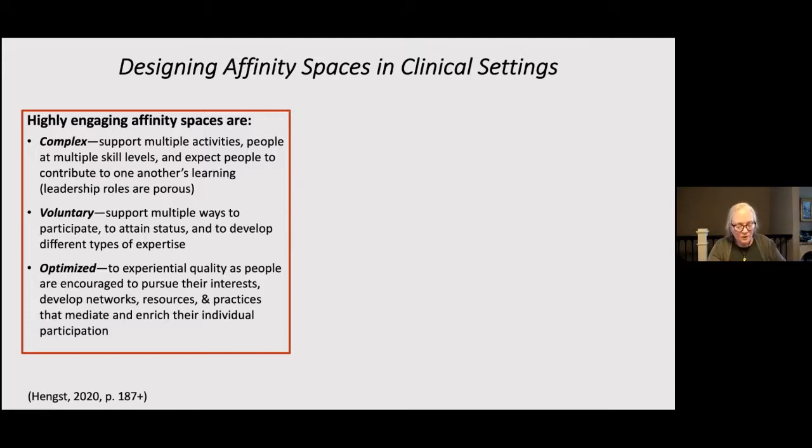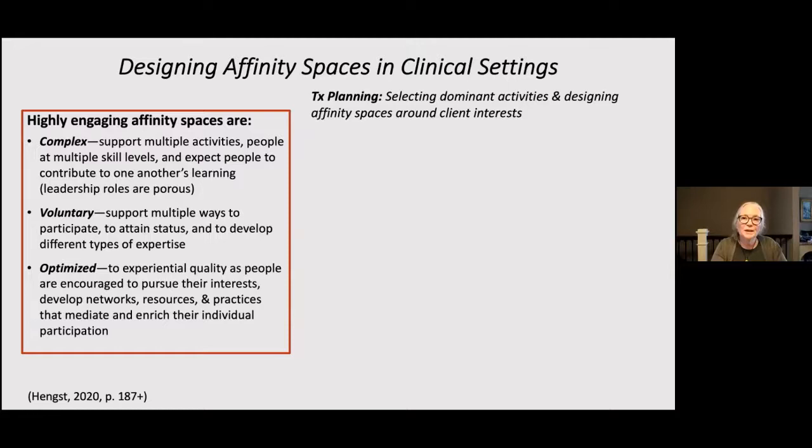Affinity spaces, of course, vary widely, including formal clubs, informal groups, meeting face-to-face, meeting online. But we're particularly interested in what Gee described as highly engaging affinity spaces. And you'll see from this box here that they align closely with what we've been talking about as the design principles of rich communicative environments.